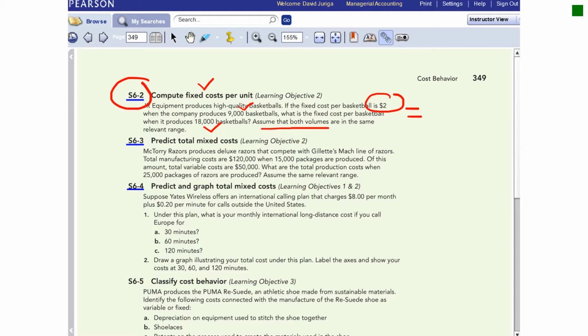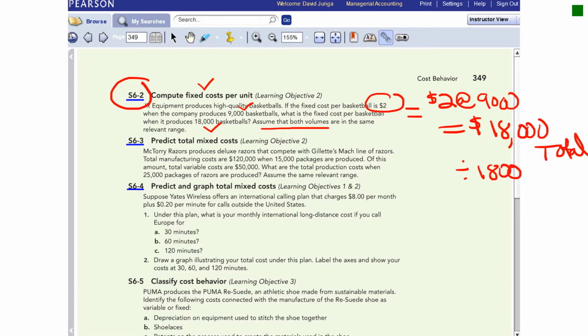So your first step would be, what's your total fixed cost? Well, if you have $2 per unit at 9,000 basketballs, we know that's a total of $18,000. That would be your total fixed cost, and that would be the same total at 18,000 basketballs. So if we took that same number and divided it by the 18,000 units produced, that's going to bring your fixed cost down to $1 per unit. So you essentially just reduced your fixed cost per basketball by 50% by doubling production.